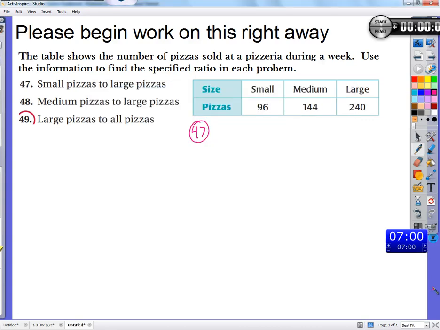Ratio of small pizzas to large pizzas? 2 over 5. That's all simplified. How'd you get there? How'd you get 2 over 5?